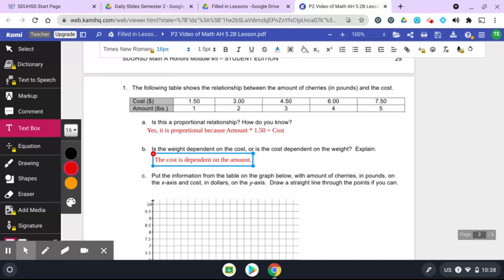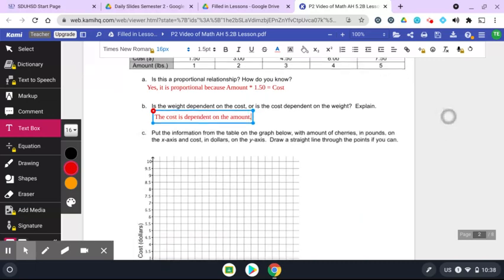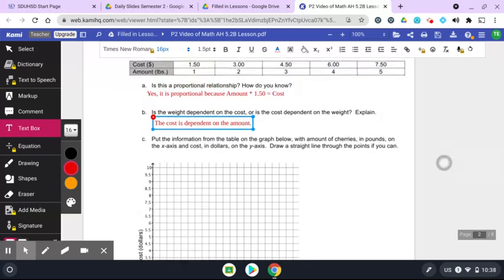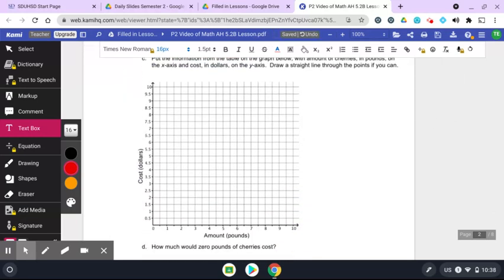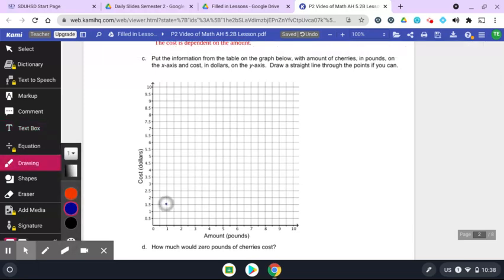Okay, so we're going to go from a table to a graph. We have to put our values on. Our first value was at 1 pound, and 1 pound is $1.50. Okay, so 1 pound, $1.50. Got it? And then 2 pounds is $3.